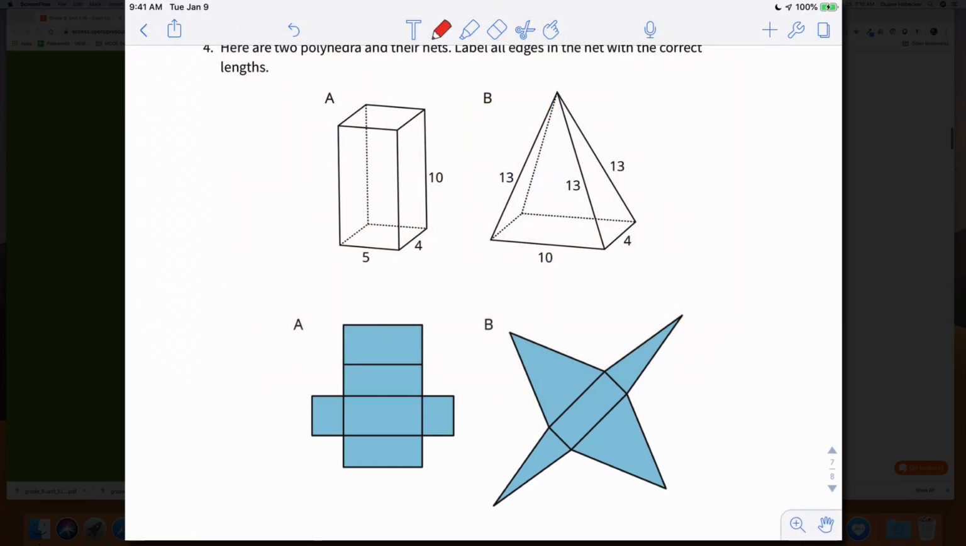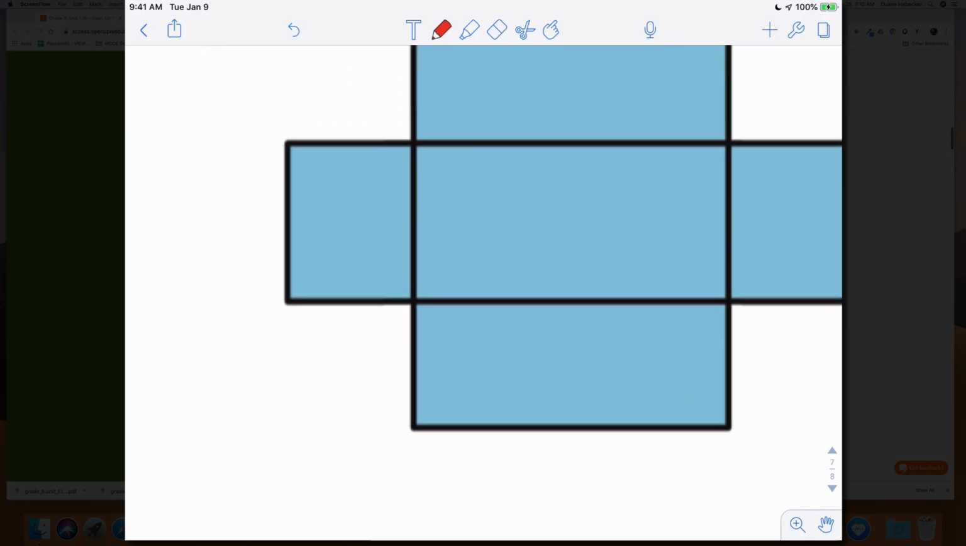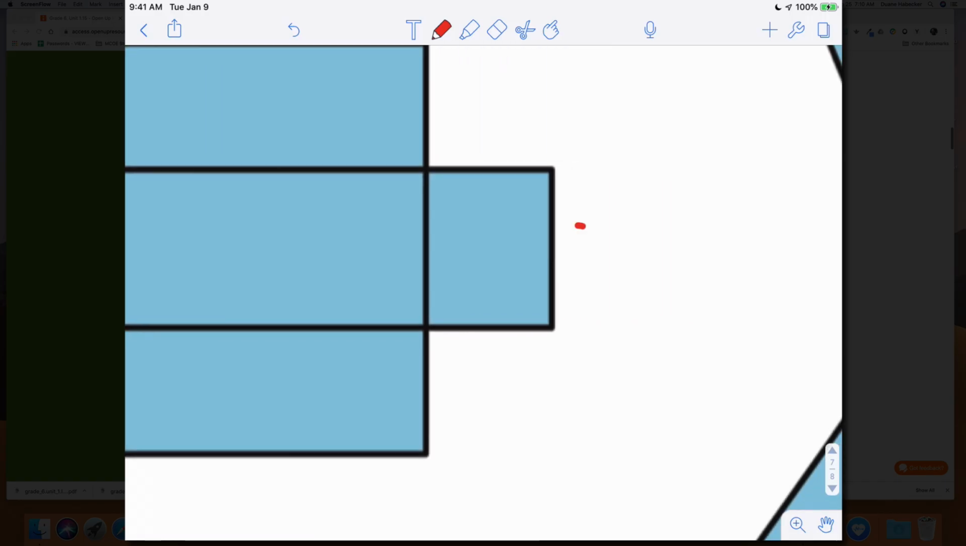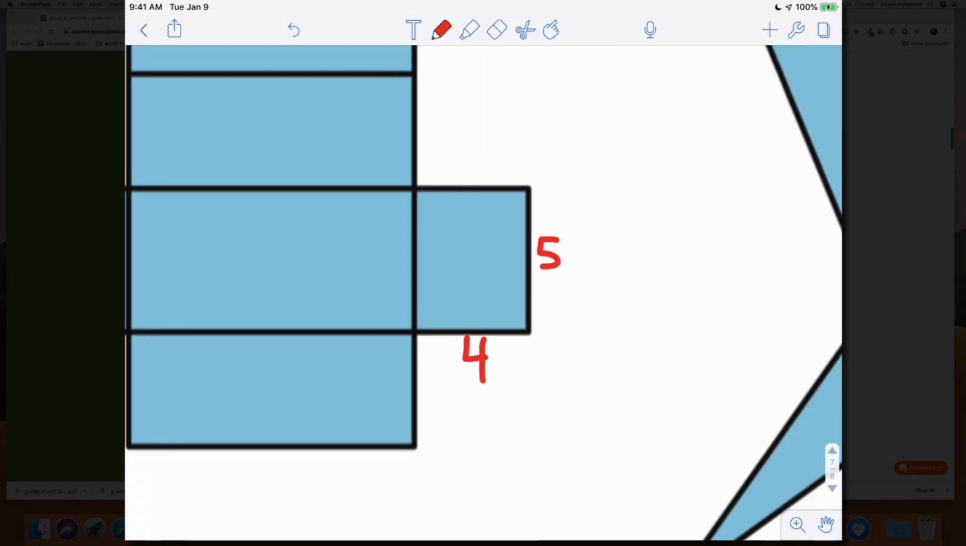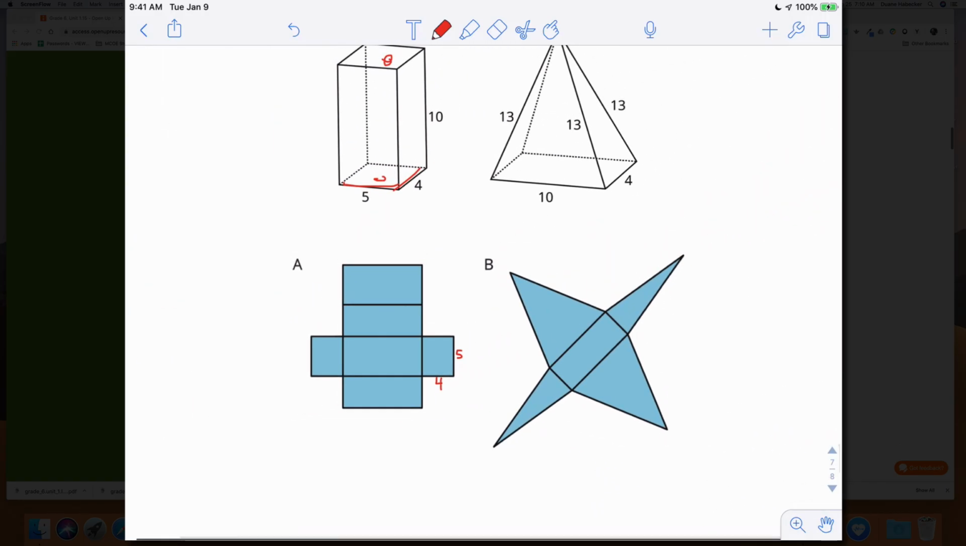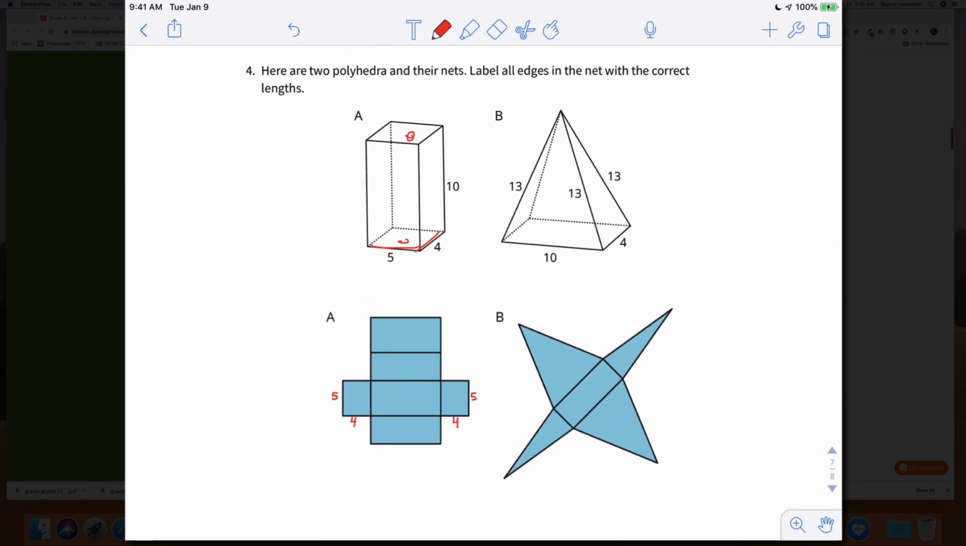All right. So I see that here's a 5 by 4. So where do I see a rectangle that looks like it might be like a top and a bottom and a 5 by 4? Here it is right here. Here's my 5. There's my 4, which means this is a 5. And this is a 4. Well, there we are.